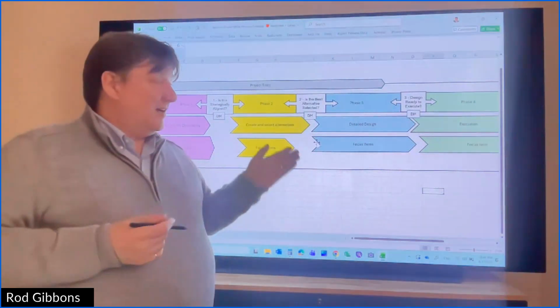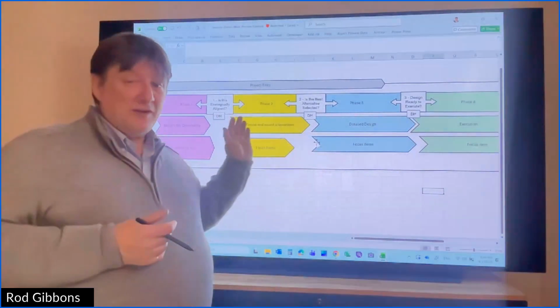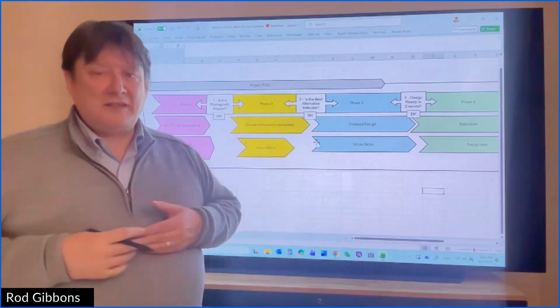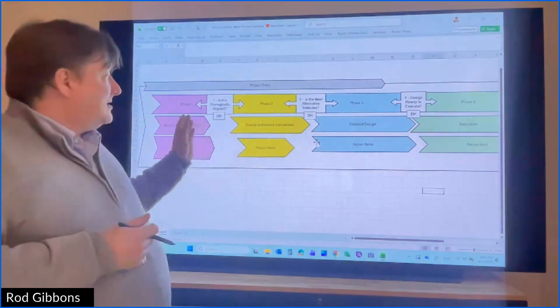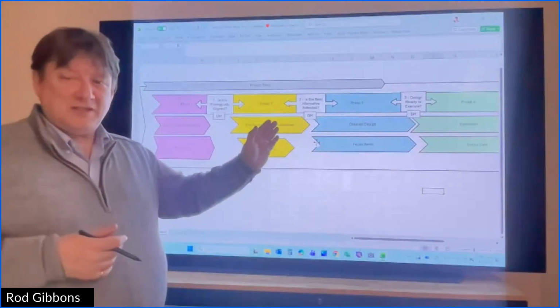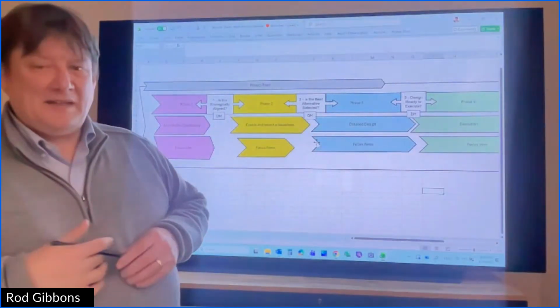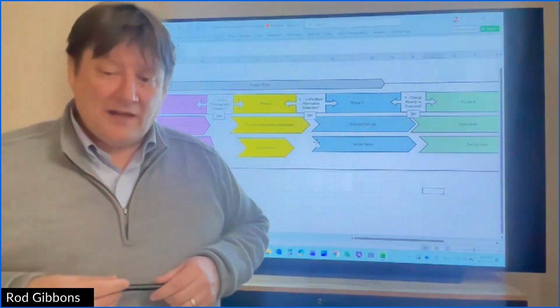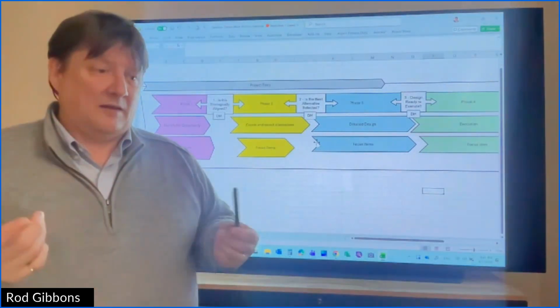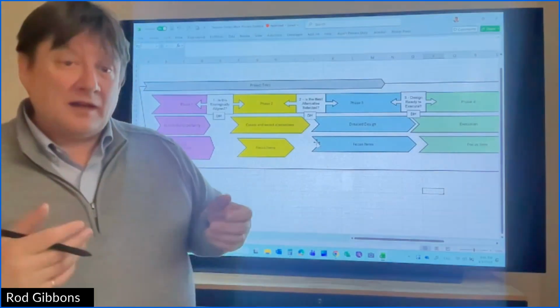And oil companies around the world do use this for a reason. When you're spending billions of dollars in capital, you take this phase gate approach, this decision-based work, and it's proven to have the best results.